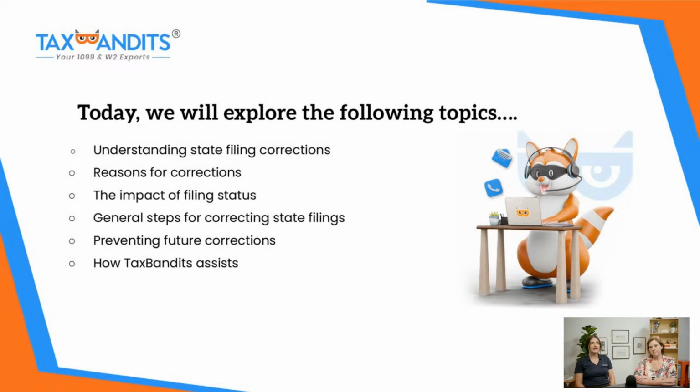So one of the most important things to understand is that every state handles payroll corrections differently. Unlike federal filings, there is no universal correction process. Each state establishes its own terminology, forms, filing methods, and agency requirements. So that means that the correct next step will depend on several factors: the state, the type of form, the agency involved, and whether the original filing was rejected or accepted.